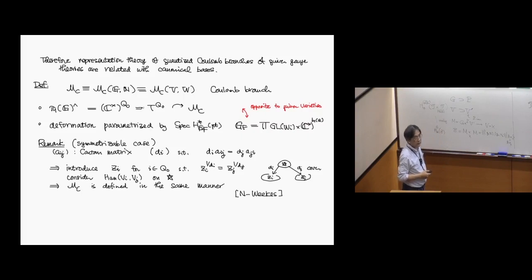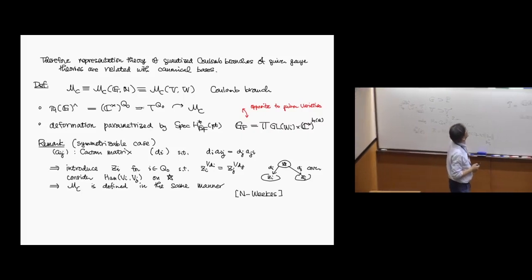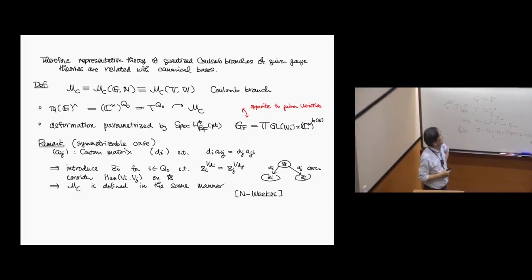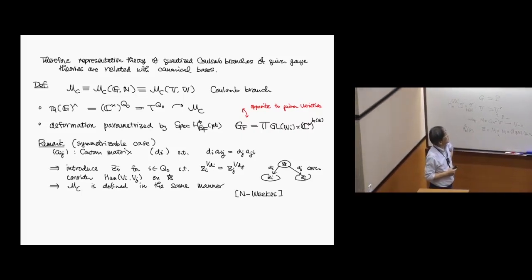So you have the commutative ring and you consider its spectrum. This is the definition of the Coulomb branch in the symmetrizable case.